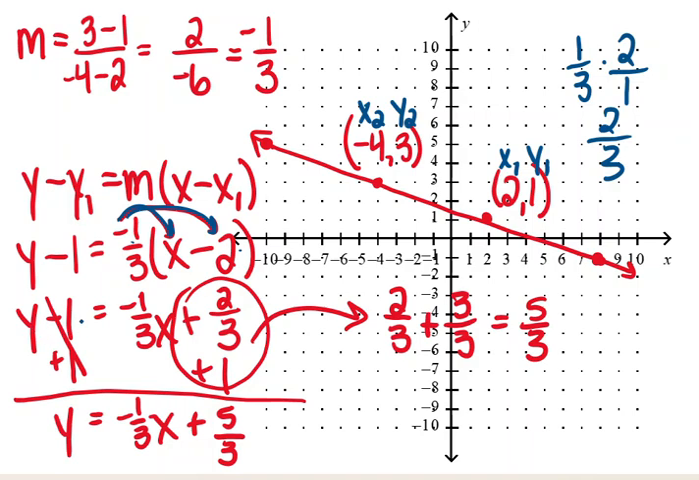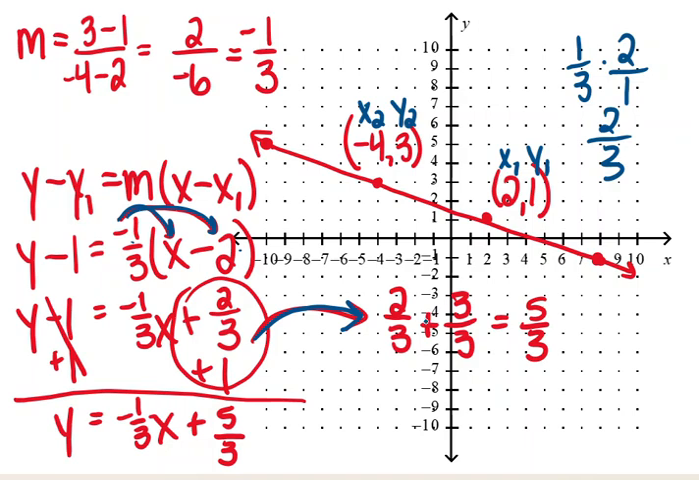Now for my last step, I have to get y by itself, so I'm going to add 1 to both sides, and I'm going to add it to this piece that I have circled here, this 2/3. So those cancel, we get y equals -1/3 x, and now I have to add 2/3 plus 1. So I drew this arrow over here showing you some side work.